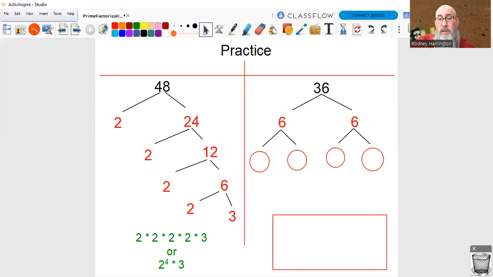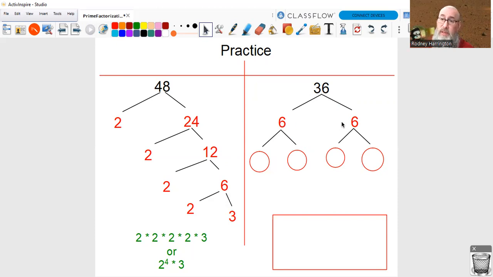Or we can also use our exponents, 2 to the 4th power times 3. We don't always have to use 2 when it's an even number. If we know that there's something larger that goes into it, that will make fewer branches that we have to do. For example, for 36, we know 36 is a perfect square. So 6 times 6 is 36. We could have used 9 times 4 also. We could have used 2 times 18. All of those are options.